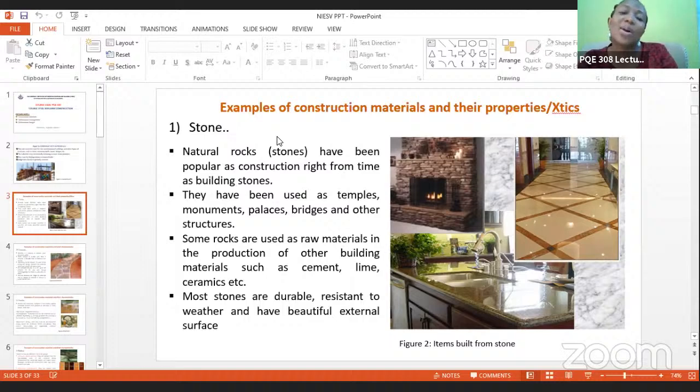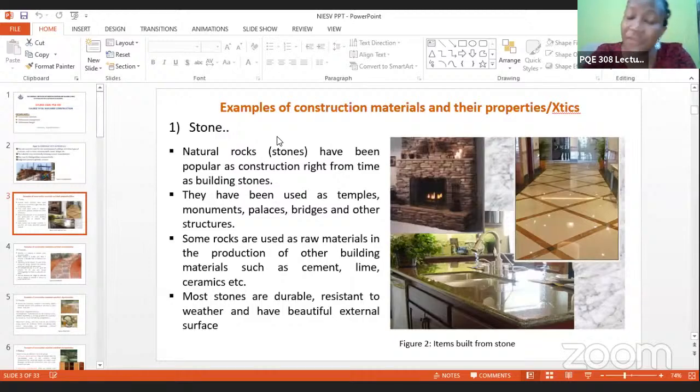So these are some of the pictures. We all know what we use stones to do, but these are some of the pictures of what we can actually build from stone. If we are asked to name an example of a construction material and their properties or characteristics, I will expect you to talk about stone in this way.